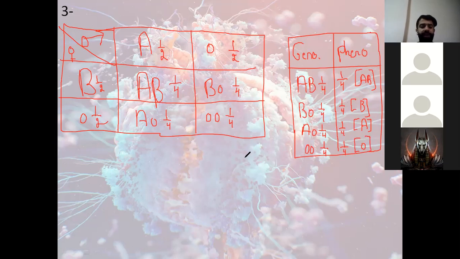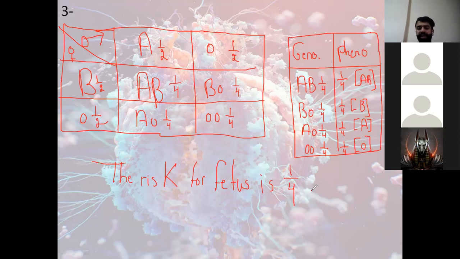So the risk for the fetus to have blood group AB is 1 over 4. If I told you, for example, blood group B, it's also 1 over 4. If I told you blood group A, it's also 1 over 4. Or if I told you blood group O, it's 1 over 4. So here we finish this exercise.